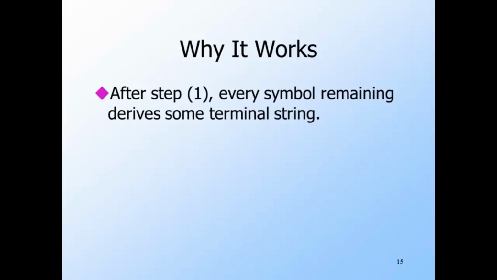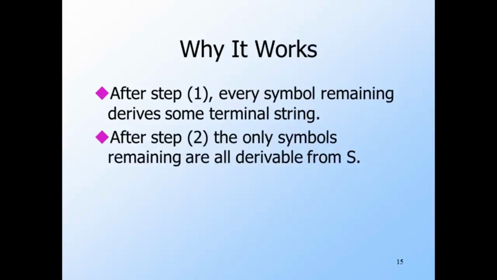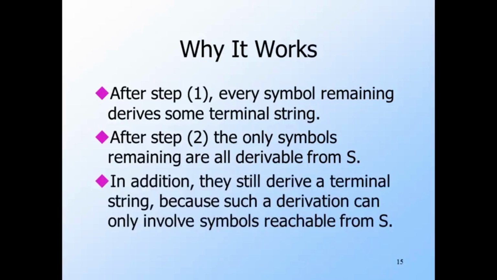Here's why first eliminating variables that don't derive terminal strings is the right thing to do. After eliminating those variables, every remaining symbol is either a terminal or it is a variable that derives a terminal string. After removing symbols not reachable from the start symbol, all remaining symbols appear in some derivation from the start symbol of some sentential form. But the variables that appear in sentential form still derive a terminal string because such a derivation can only involve symbols that are also reachable from the start symbol.